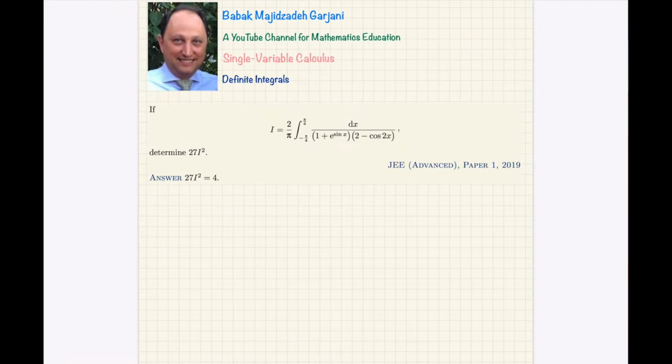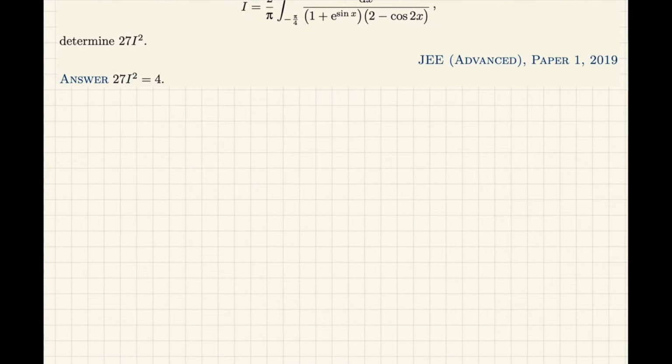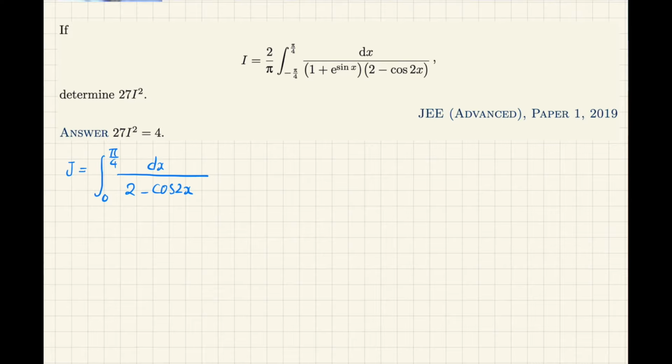So we realize that J is equal to the integral from 0 to pi over 4 of dx over 2 minus cosine 2x. So I will spend my energy on calculating this one, and then you remember that this was the J integral. But this is a very standard calculation.